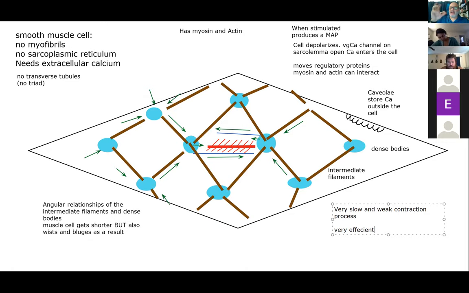And so again, very small amount of ATP can be used to maintain this contraction. So this contraction can be maintained for a much longer period of time. It is incredibly fatigue resistant, where just a small amount of ATP can sustain this contraction for a prolonged period of time.